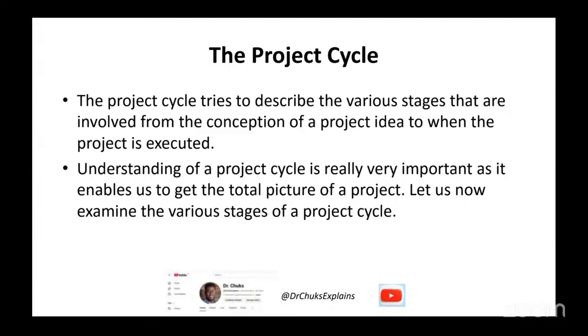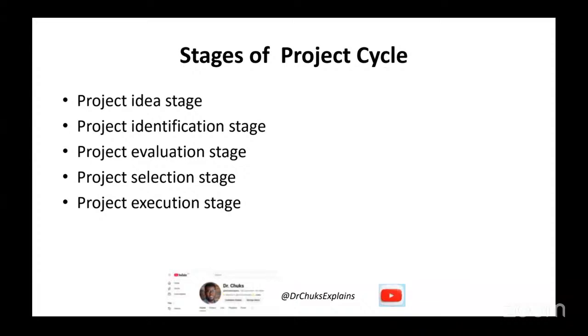Let us now examine the various stages for a project cycle. The first stage is the idea stage. The second is the identification stage, the project identification stage. The third is the project evaluation stage. And the fourth is the project selection stage. And the fifth is the project execution stage. Let's start with the project idea stage.